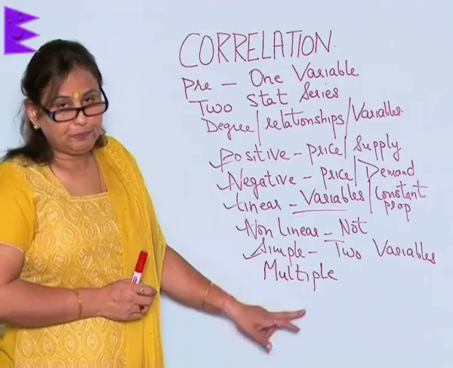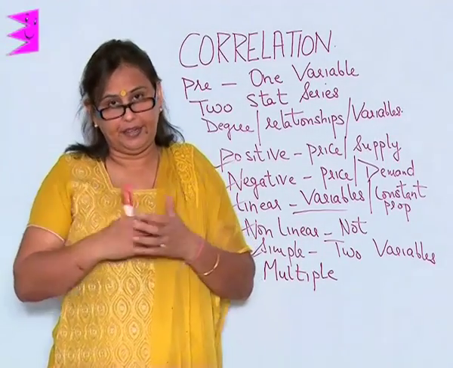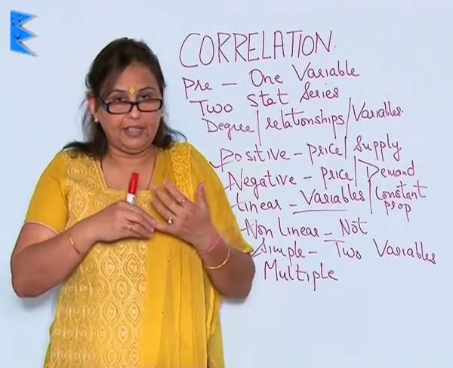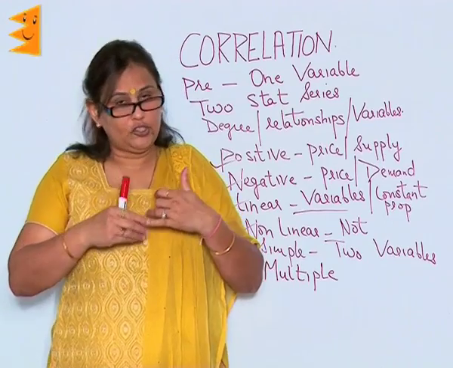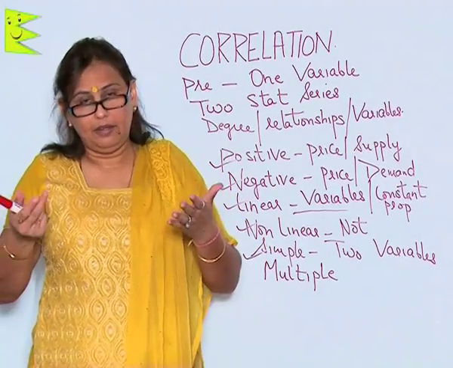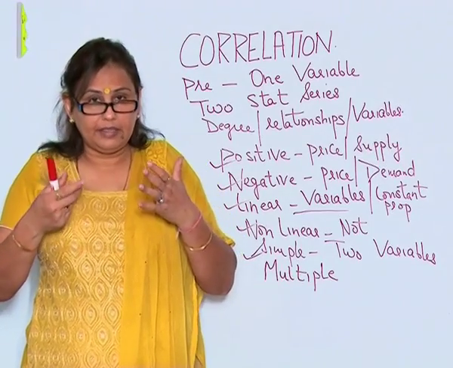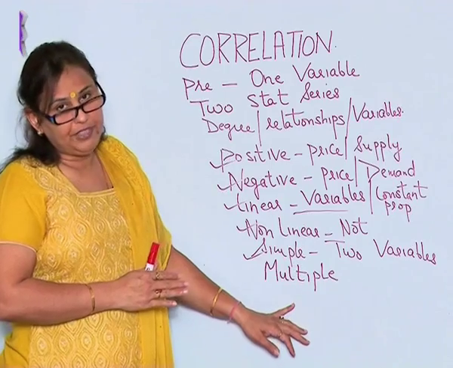For example, if I talk about the productivity of wheat, then there are many factors which are going to affect the productivity. It is going to be the soil, the manure, the rainfall, the climate. There are many things which are going to affect the productivity of wheat.